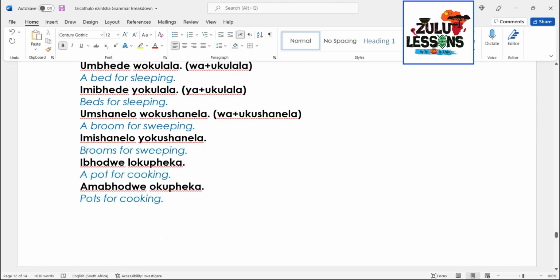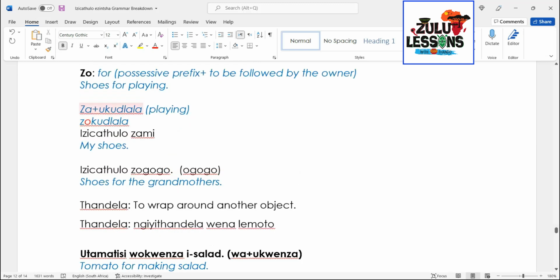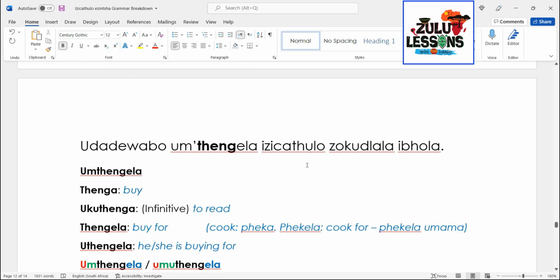Ibodwe lokupheka. If I said my pot, I would have been saying ibodwe lami, that possessive prefix la. So now we have put this together with the gerund ukupheka. So then we are saying ibodwe lokupheka, a pot for cooking. Of course, all these examples are a bit silly, but I wanted you to get the point that this is how we made this sentence here.